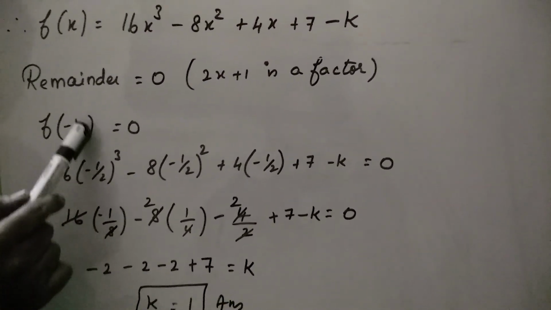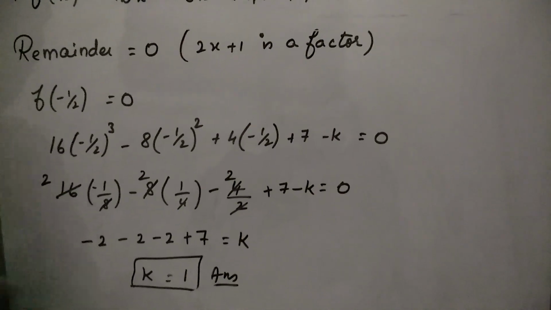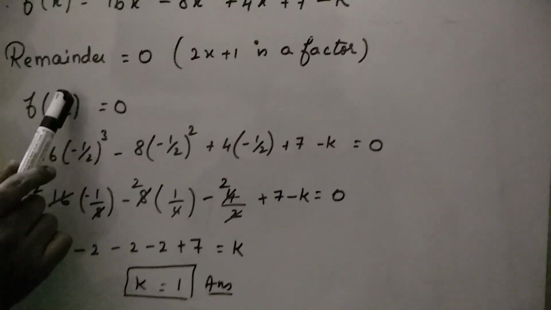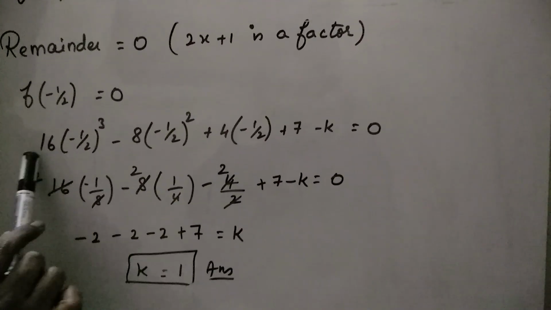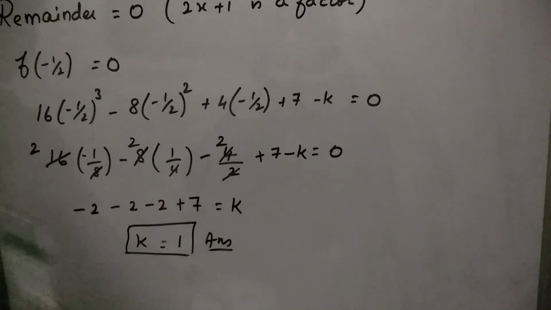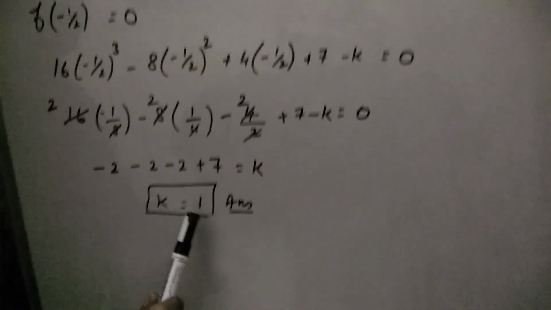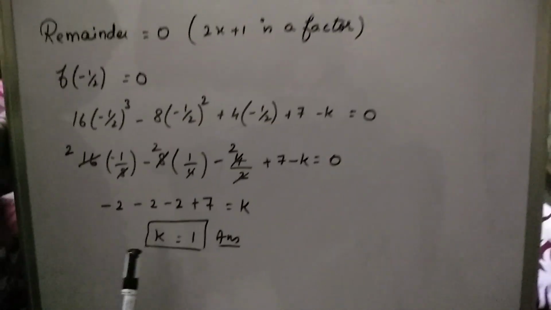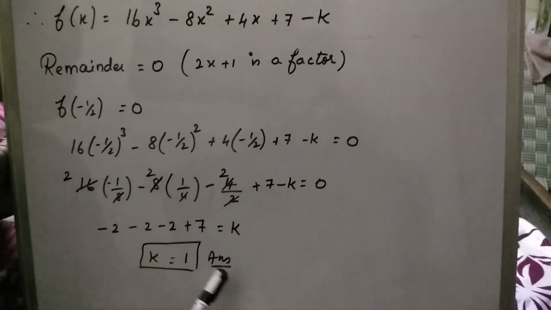f of minus 1 upon 2 is equal to 0. Put the x value minus 1 upon 2 in the expression and calculate. You will get k is equal to 1. That is the answer.